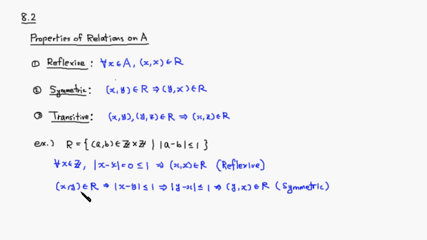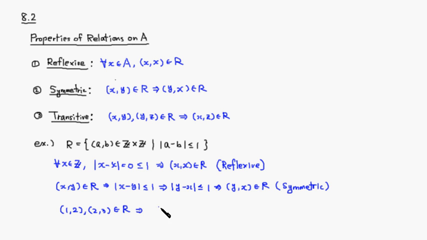But transitive, this is not going to be transitive. For example, we know that, say, 1 is related to 2, right? Because the difference between these two is 1, so it's definitely related to each other. And also 2 is related to 3 by this relation.